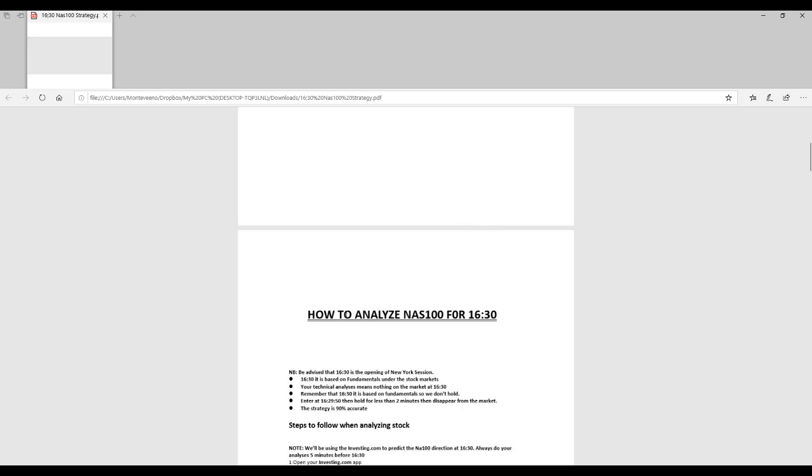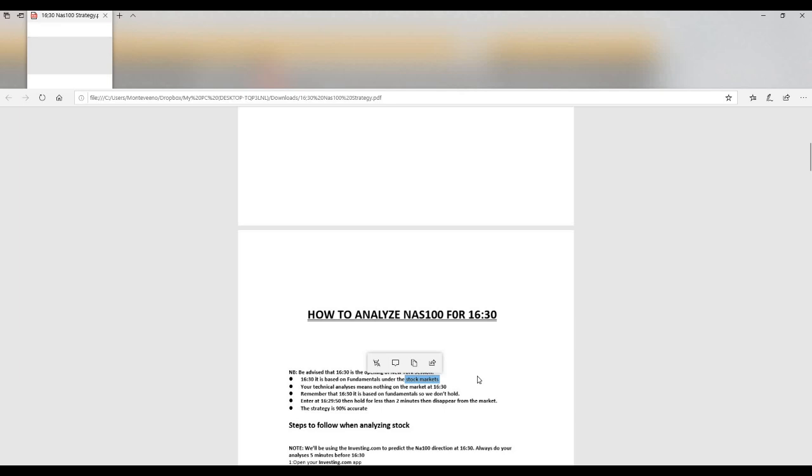Okay, so how to analyze Nasdaq for 4:30? Please be advised that the 4:30 is the opening of the New York session. So when the New York session opens, that is when 4:30 plays out. 4:30 is based on fundamentals of the stock market. So please remember, you need to highlight this point. It's not Forex, it's not any other indice. It's basically fundamentals of the stock market, which is called Nasdaq 100.